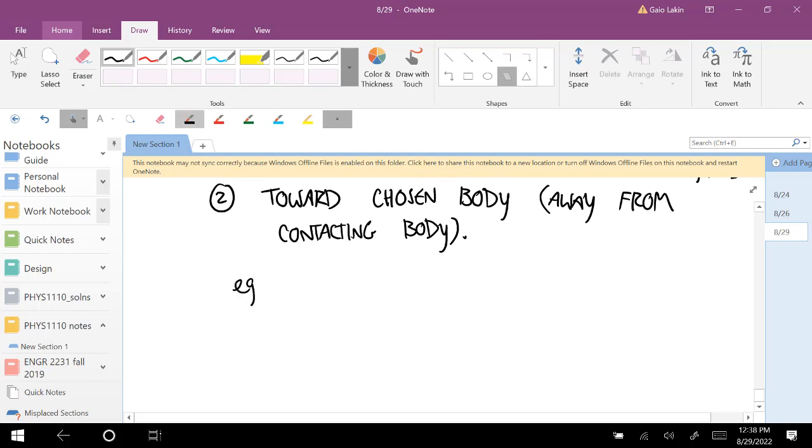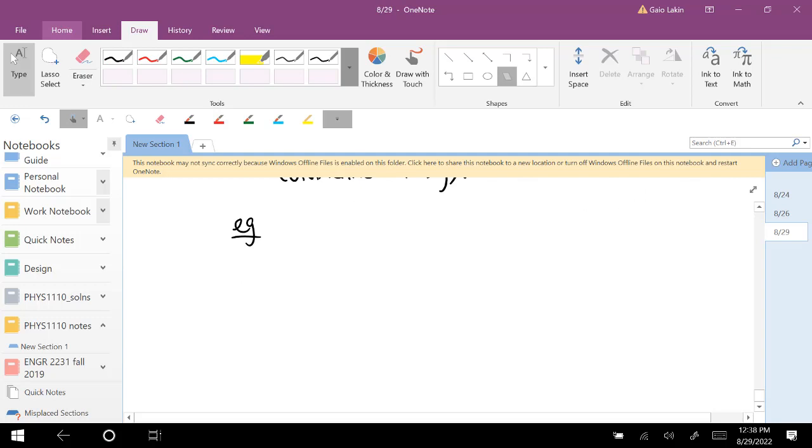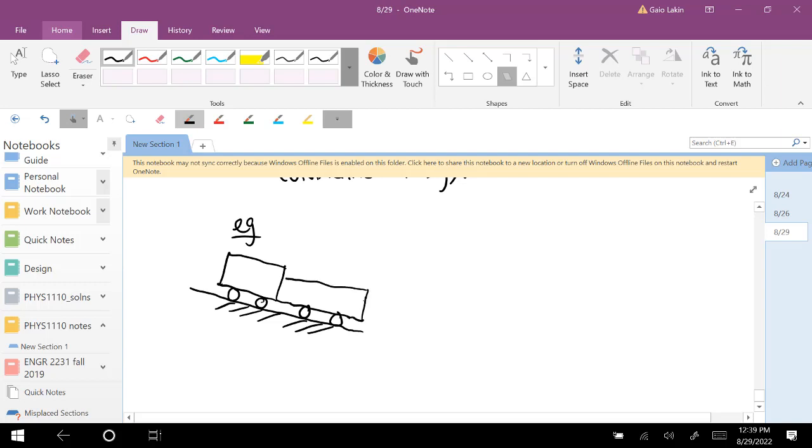Okay, so for example, let's say you have two carts on a ramp. Okay, and they're in contact with each other here. Let's say that this one has a mass of 5 kilograms and this one has a mass of 3 kilograms. And let's say there's a 100 Newton force on the right.